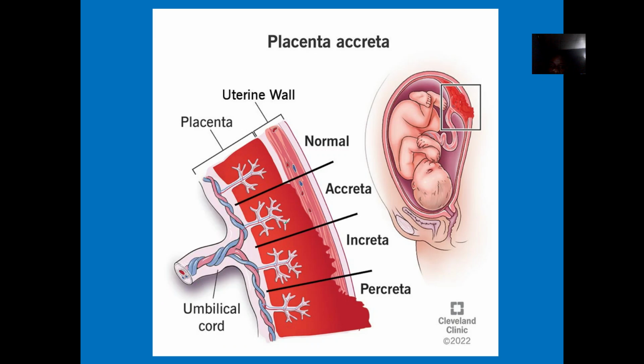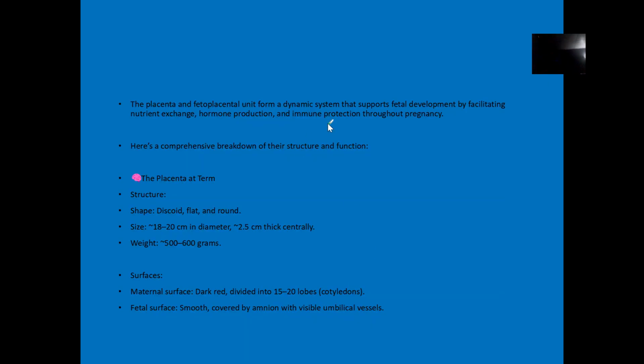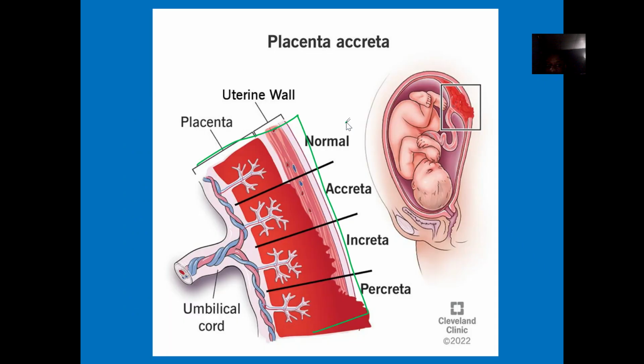So the placenta, of course, is the thing that implants deep into the mother so that nutrients are reaching the baby, and waste products are coming from the baby to the mother. So it's a dynamic system. It supports fetal development by facilitating nutrient exchange, hormone production, and immune protection, and it keeps giving this throughout pregnancy.